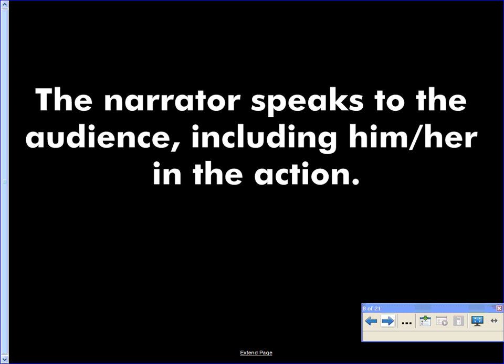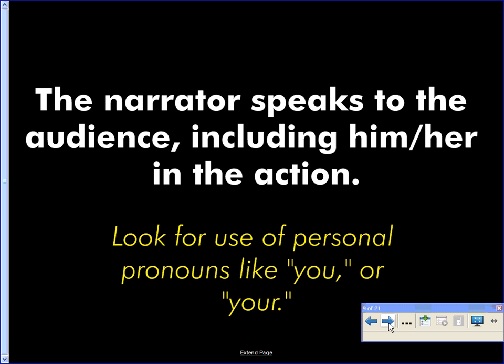Sorry about that. The narrator speaks to the audience, including him or her in the action. And this means, of course, that the narrator uses words like you and your. This is unusual to find in a fictional narrative. You wouldn't often see somebody speaking directly to the audience because the audience usually can make no decisions that will affect the narrative, so why would they be included in the storytelling?